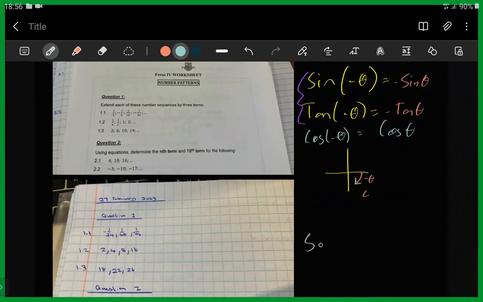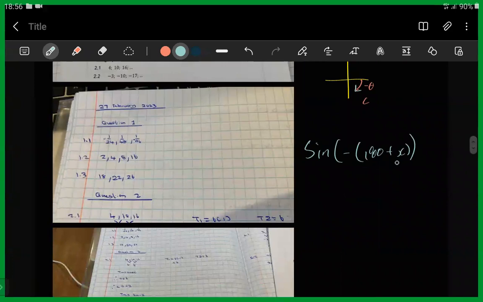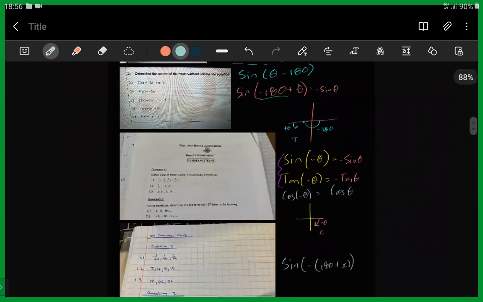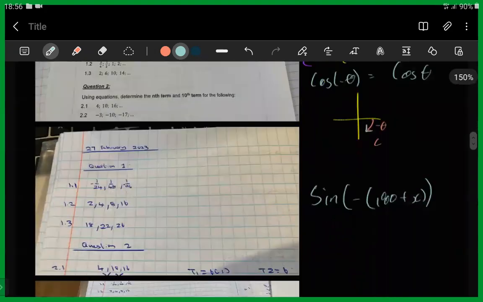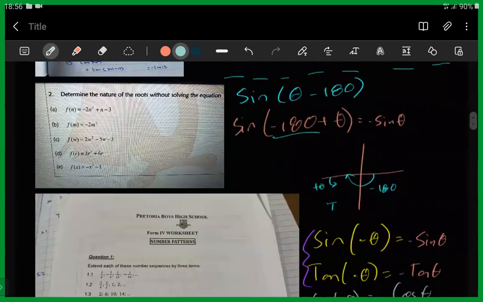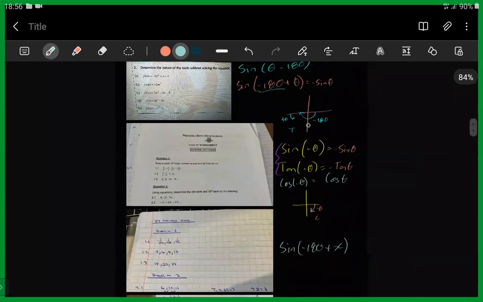Let's say you have sine of negative 180 plus x. You have to remember that this 180 plus x, whether you initially did this on your own or it was given like that, who knows? So say maybe you're given negative 180 plus x and you want to work it out. You could do this route of saying negative 180 and then plus.